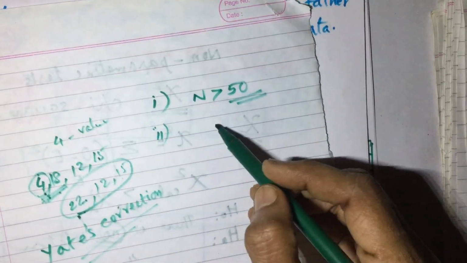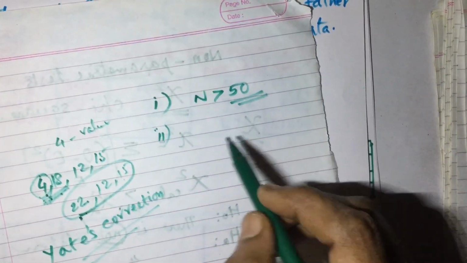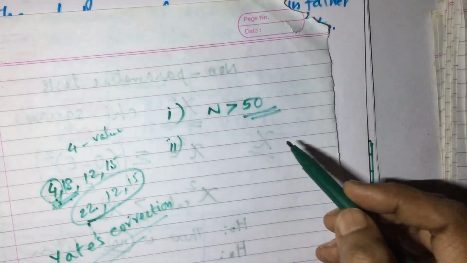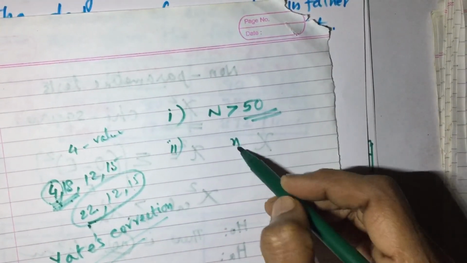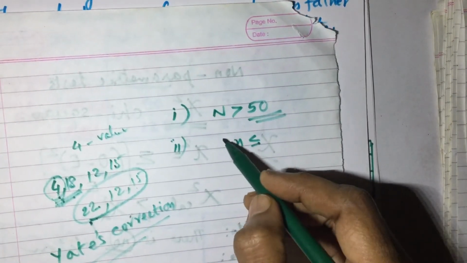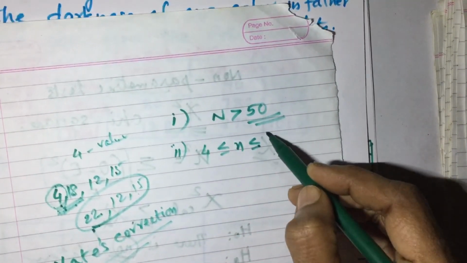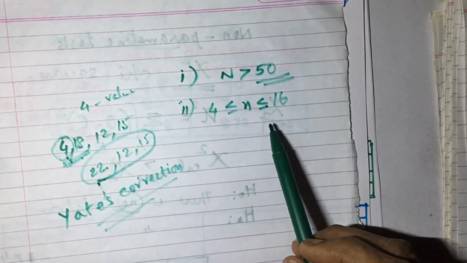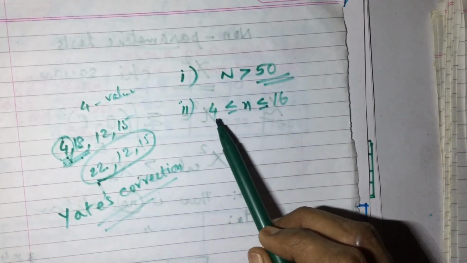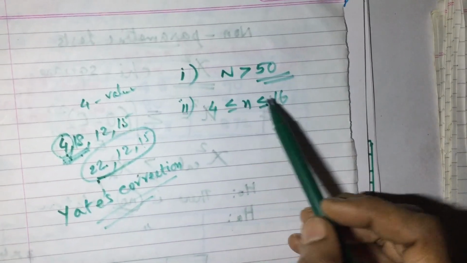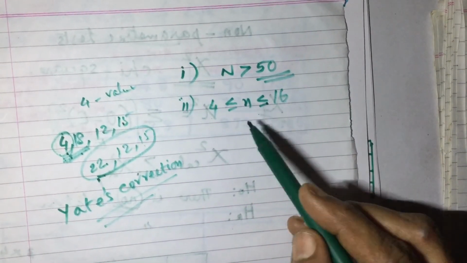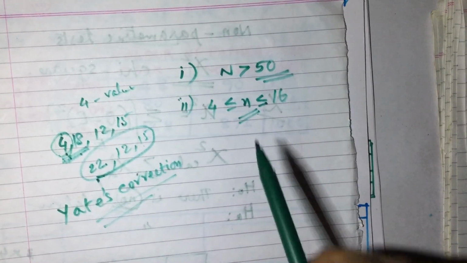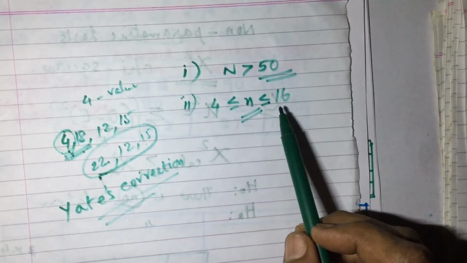Then the number of classes, meaning how many classes there are, must not be too small or too large. Normally it should be between 4 and 16. So the number of classes should preferably be more than 4 and less than 16. This is the preferable range.